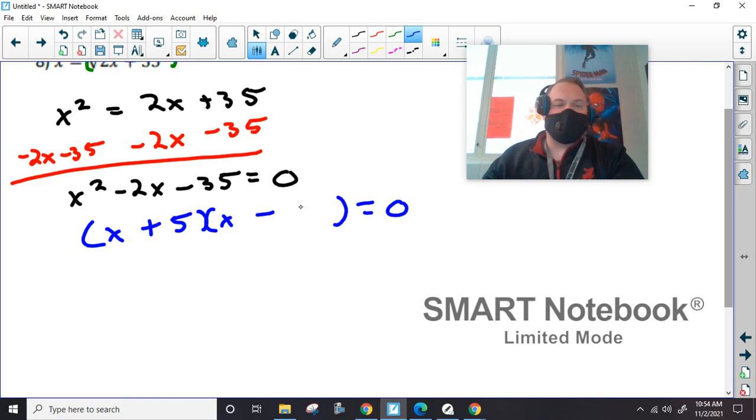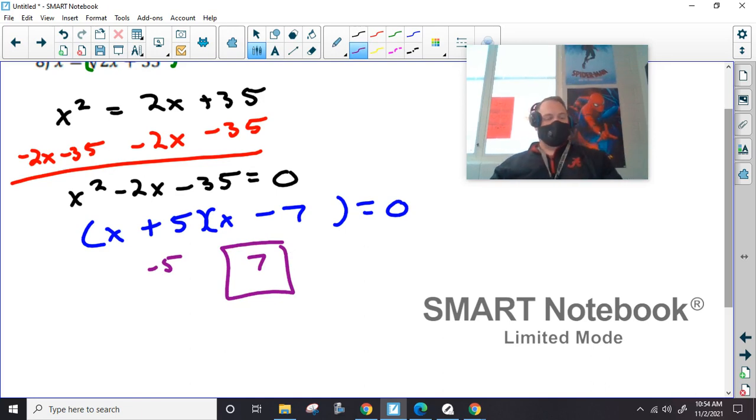So this would be a positive 5 and a negative 7. So when we solve this, this would give us negative 5 and positive 7. We only need the positive.